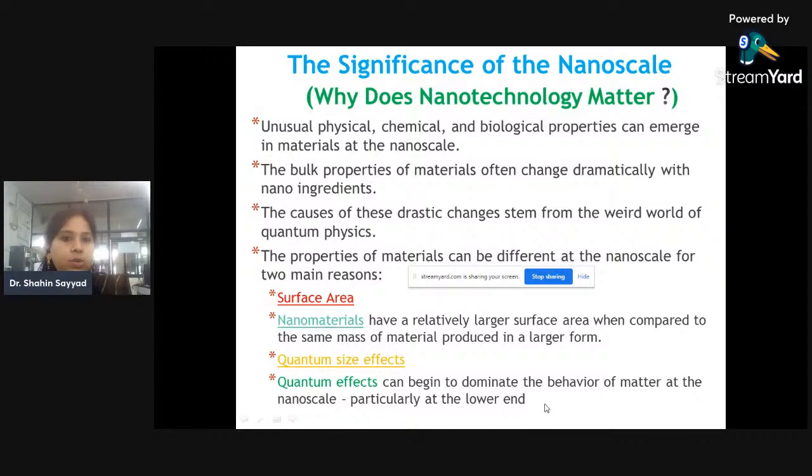So what are the two reasons why nanomaterials show a drastic change in properties? One is the surface area: nanomaterials have a large surface to volume ratio. The second is the quantum size effect. Because of the quantum size effect, electron confinement occurs. Electron confinement से आपके energy band जो band gap है, energy bands जो है, वो discrete होते हैं, confined होते हैं, and because of that, there is a change in the properties of the material.